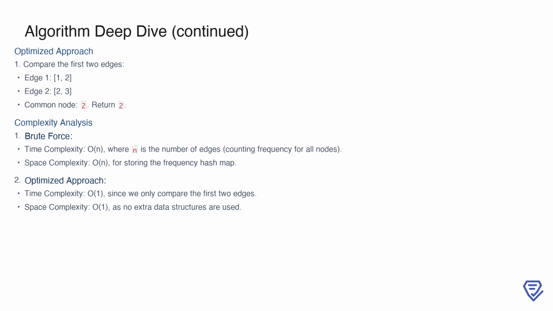Let's analyze the complexity of these approaches. The brute force method has a time complexity of O(n), where n is the number of edges, as we need to count the frequency for all nodes. Its space complexity is O(n) as well, due to the hash map used for storing frequencies. In contrast, the optimized approach has a time complexity of O(1), since we only compare the first two edges, and a space complexity of O(1), as no additional data structures are used. This makes the optimized solution highly efficient for cases where we know the input is a valid star graph. Both methods are effective, but the choice depends on the problem constraints and guarantees.